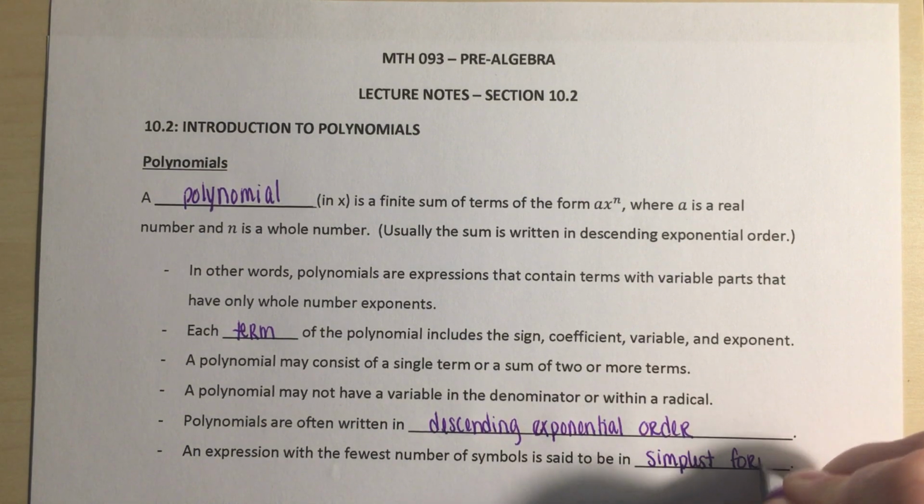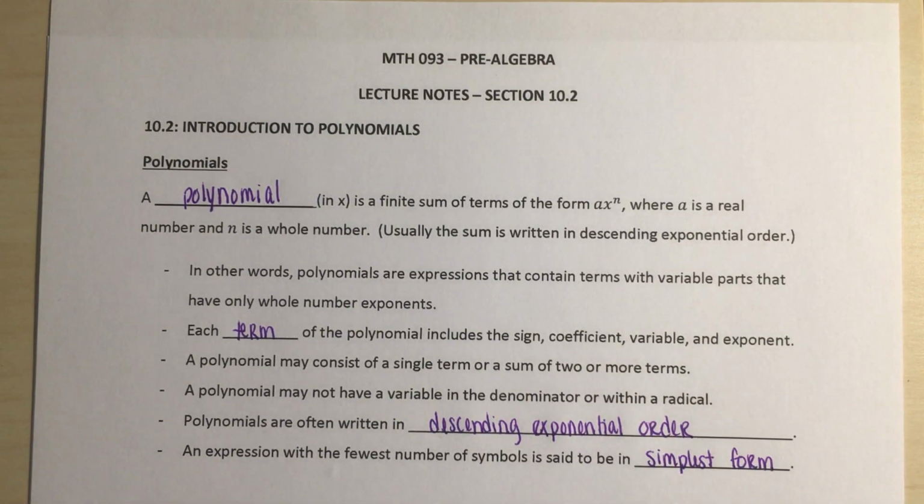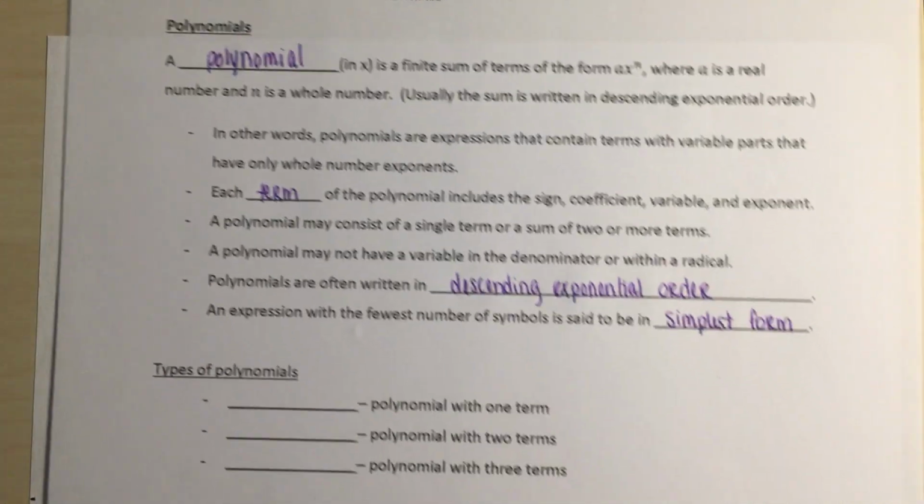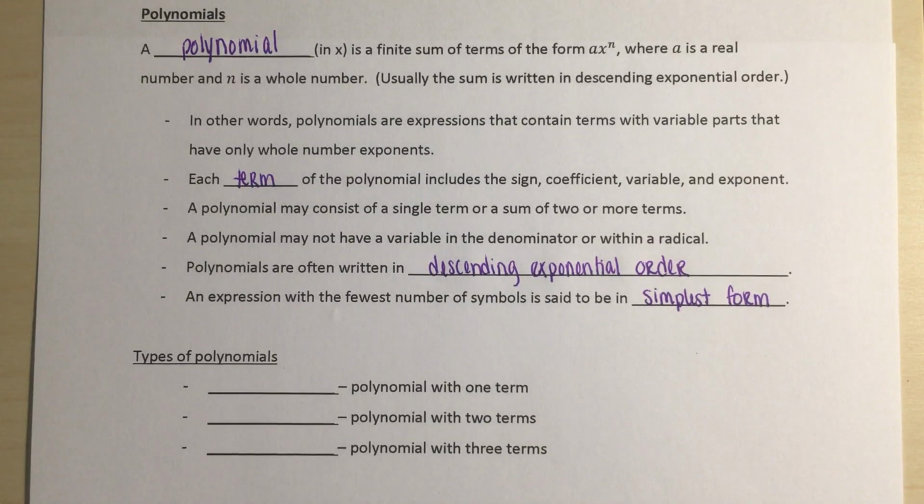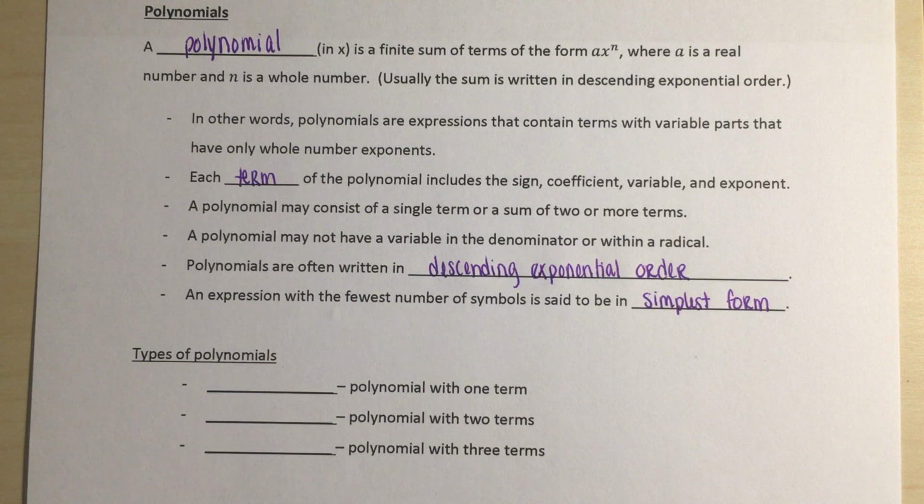Right? So that means in some cases we're going to see instructions that mean simplify, which means we're going to take our problem and make it look as nice as possible. All right, so now that we've defined polynomial, we want to talk about three different types of polynomials.